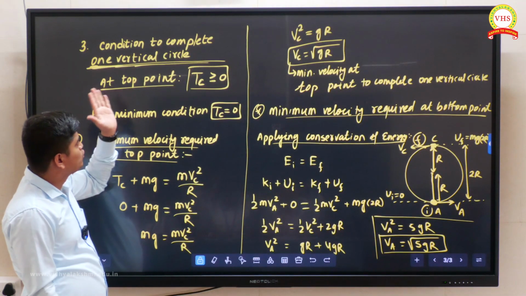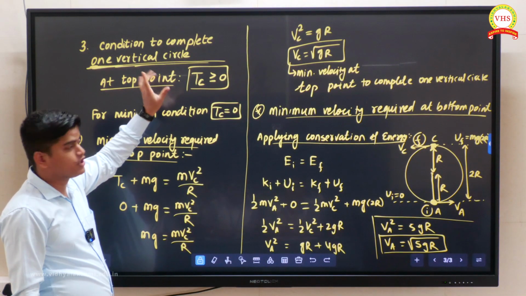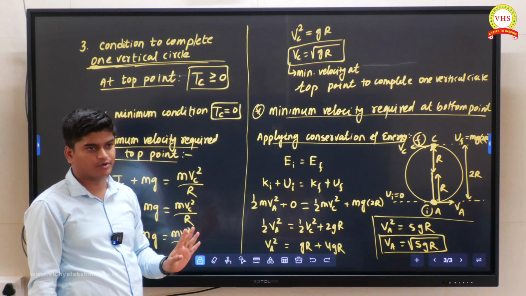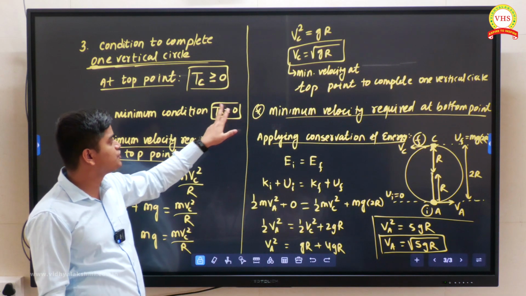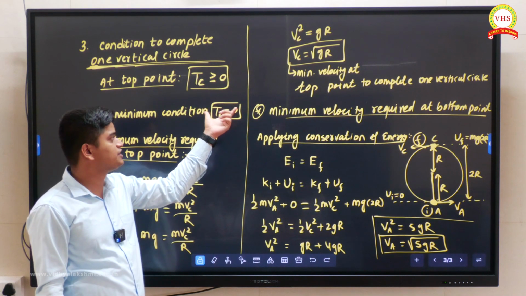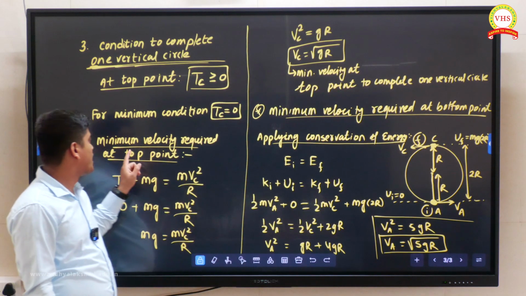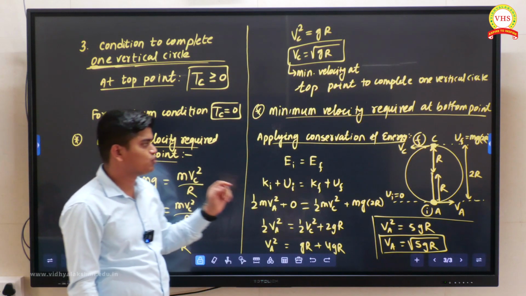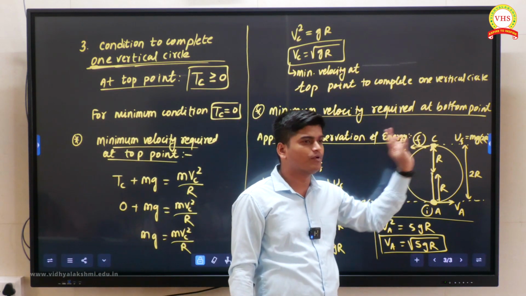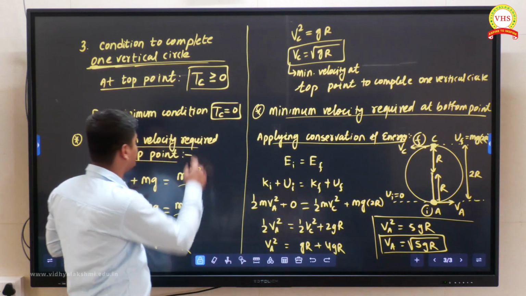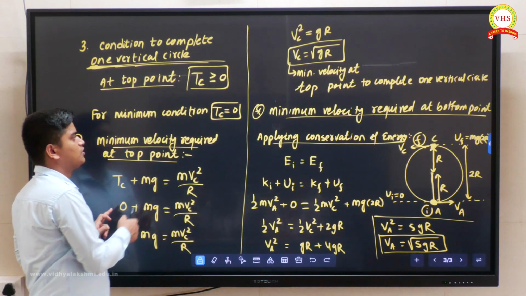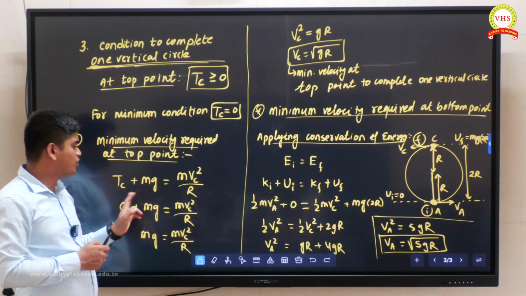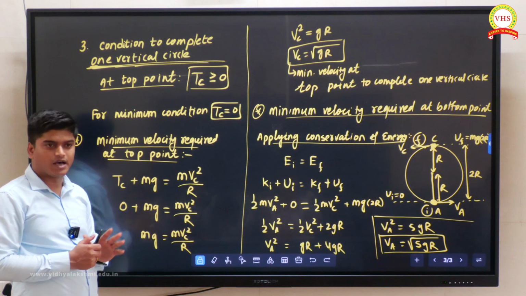Now listen here: the condition to complete one vertical circle is that tension at the top point should be greater than or equal to 0. Remember this condition. For the minimum condition, Tc should be equal to 0. What is the minimum velocity required at the top point to complete one vertical circle? To find that, I substitute the minimum value of Tc, which is 0. Now 0 plus mg equals m vc square by r.